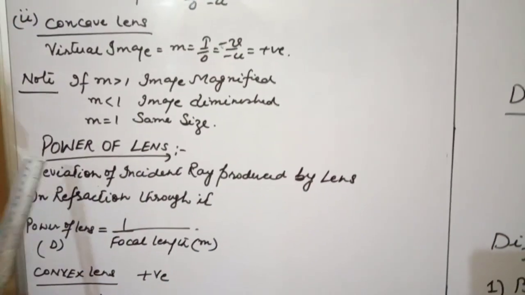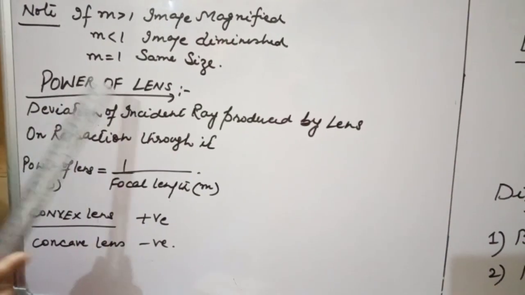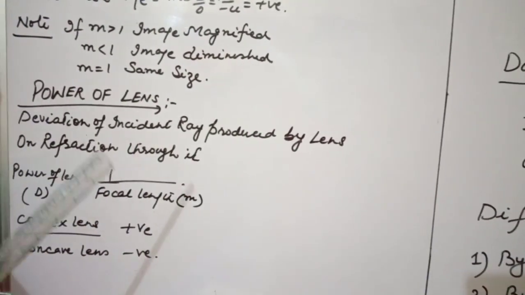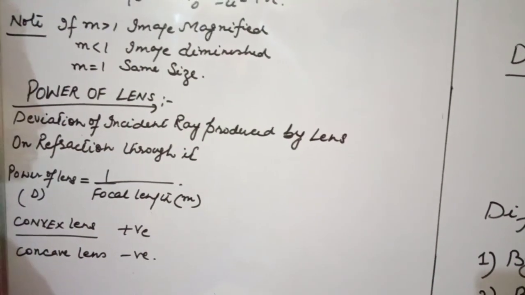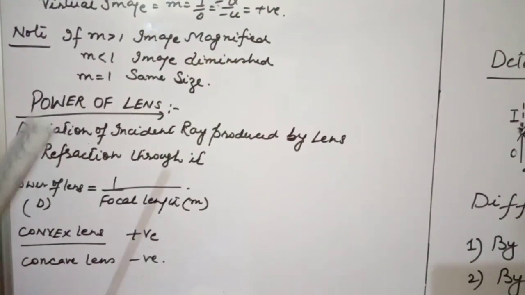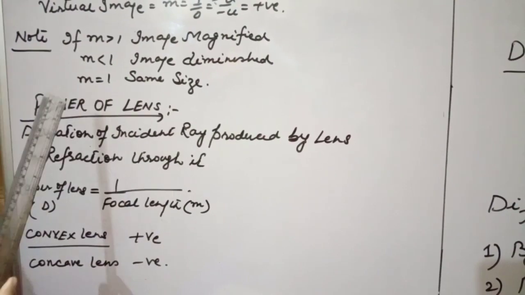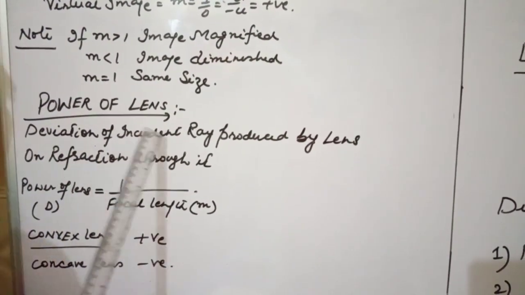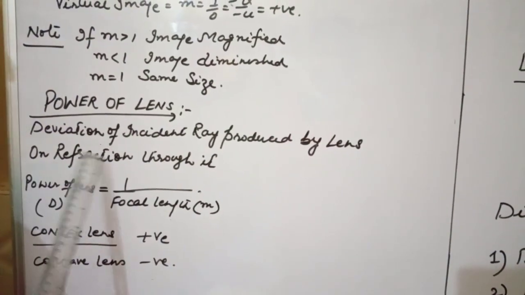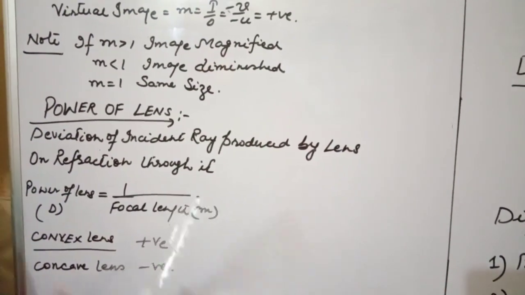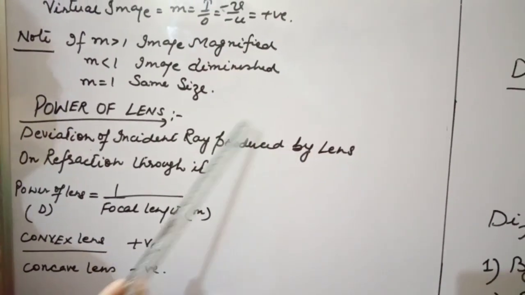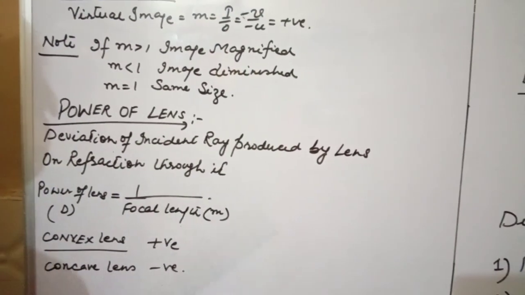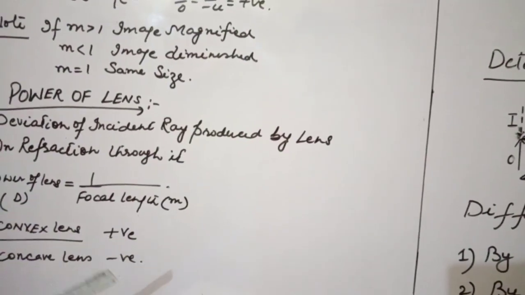So the next topic is power of lens. So what is the power of lens? When light passes through the lens, it will deviate the path of the light, meaning refraction occurs. So up to which limit the lens can deviate the path of light, that is called power of lens. See the definition: deviation of incident ray produced by the lens on refraction through it. As simple as that, how much the lens can produce deviation in the incident ray when refraction occurs, that is called power of lens.